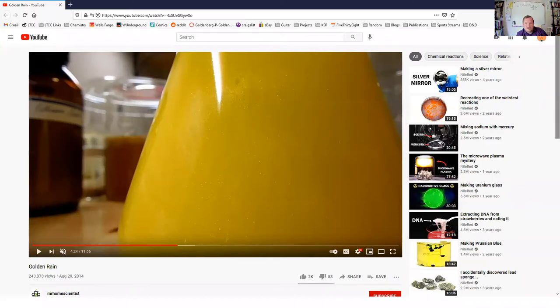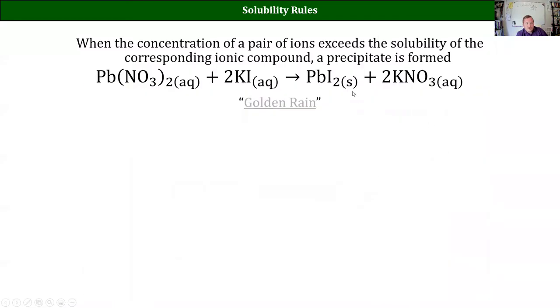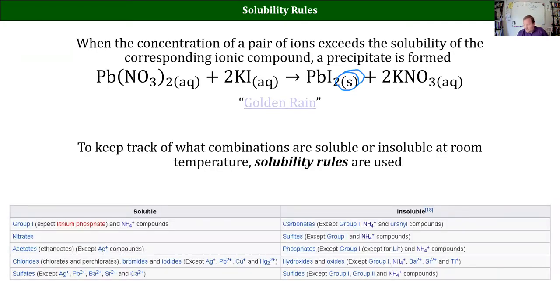You get this yellow insoluble compound, and that's lead iodide. That's the solid that we see right here. And there are actually some predictable rules that we can follow that allow us to predict whether or not we're going to make a solid when we mix two things together. They refer to these as solubility rules. It's basically just a bunch of generalizations that allow us to say, okay, these compounds will always be soluble in water, and these compounds will not.